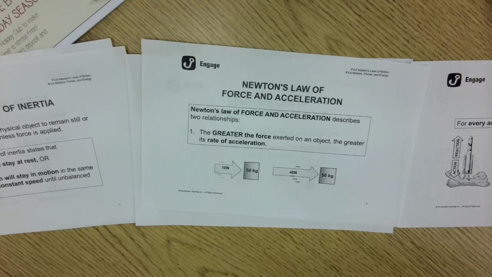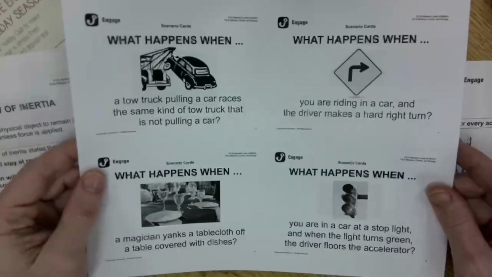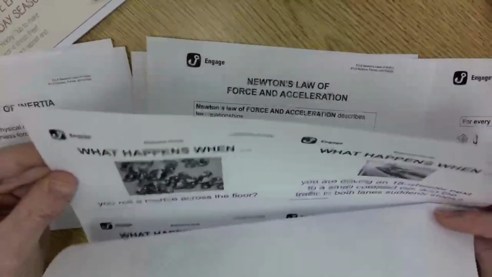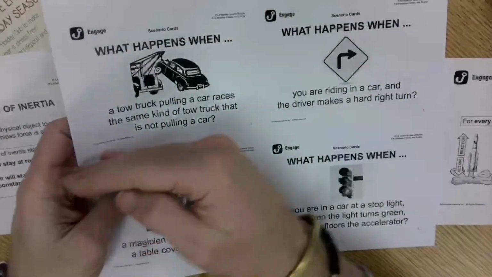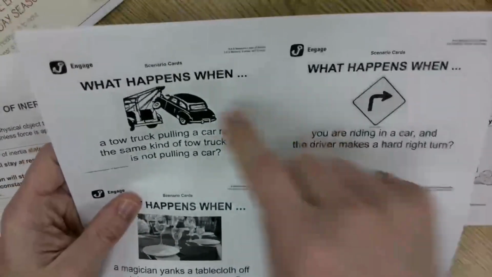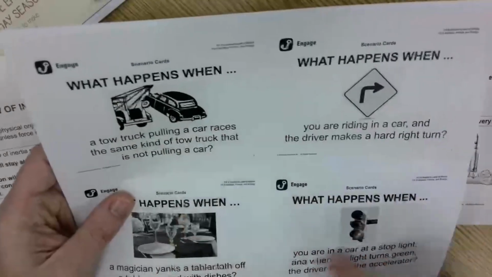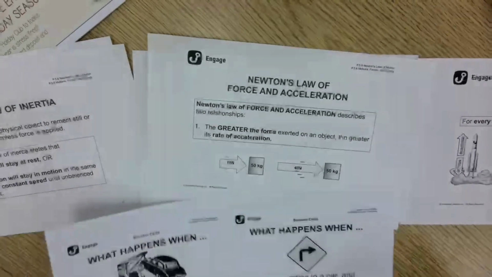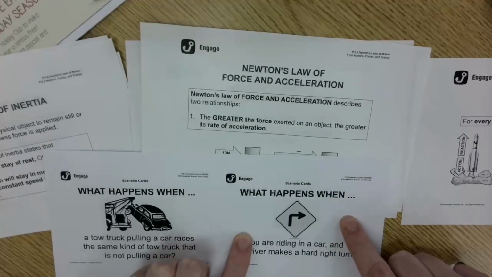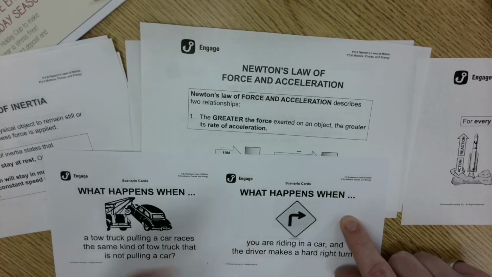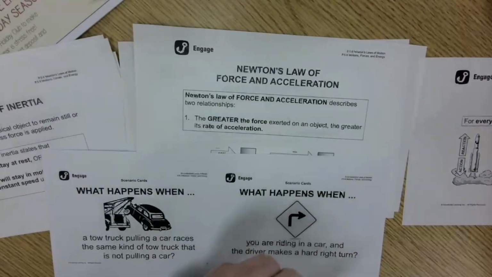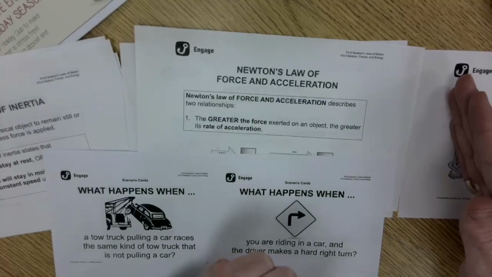Now, come to your scenario cards. Now, what these do is you have 3 different pages. Each page has 4 different cards on it. So, again, you need to cut these out here and here so that you have 12 different little sections. Now, you'll have to read this and decide whether this scenario would fall under Newton's law of inertia, Newton's second law of force and acceleration, or the third law of action-reaction.